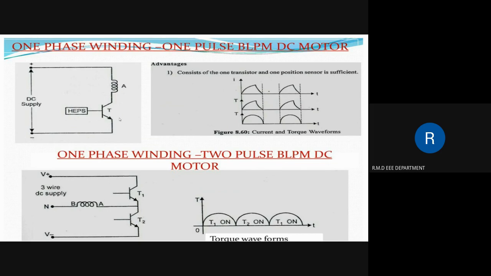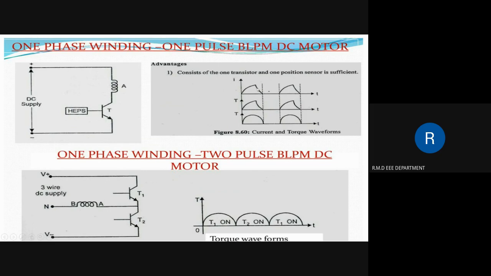Whenever the rotor position sensor is under the influence of the north pole, the current and torque vary approximately sinusoidally, and the waveforms are displayed here.